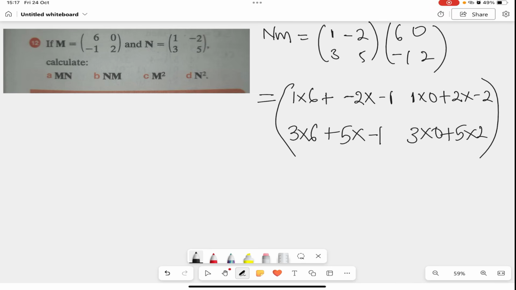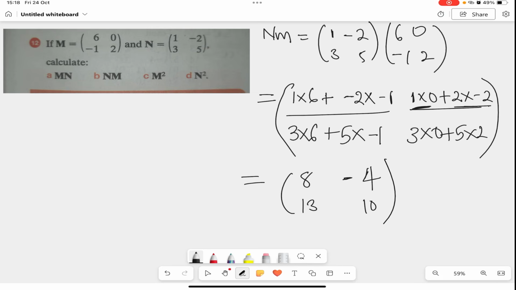Then 3 times 0 plus 5 times 2. So that's it. At the end of the day, when you simplify this, you have 8, 13. Then this will give you minus 4, because 1 times 0 is 0. So minus 4, 10. This is it. Let's move to the next one.